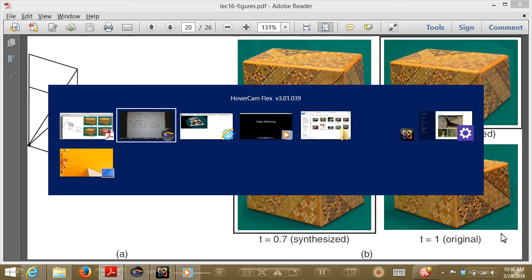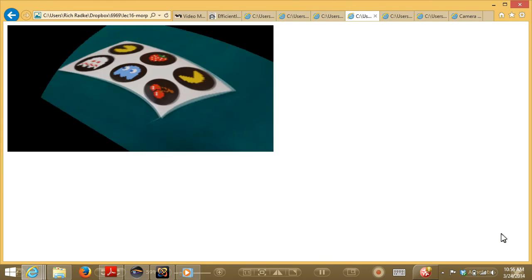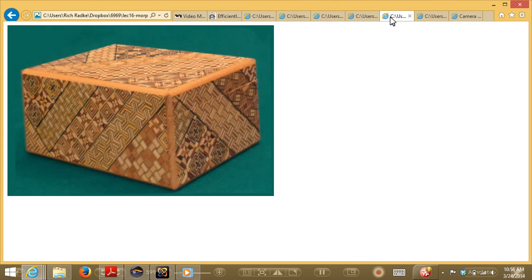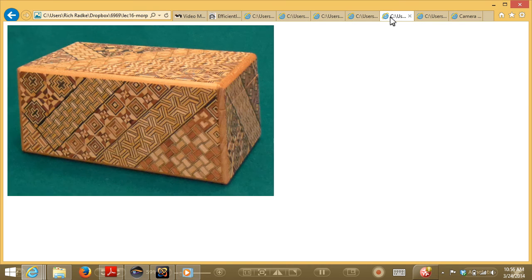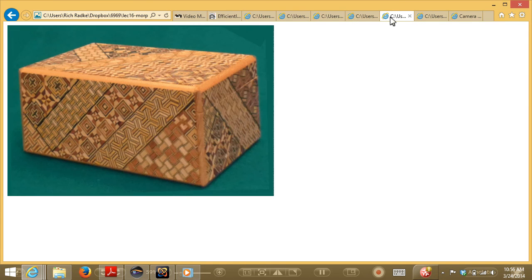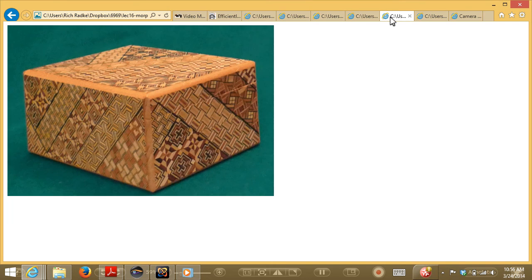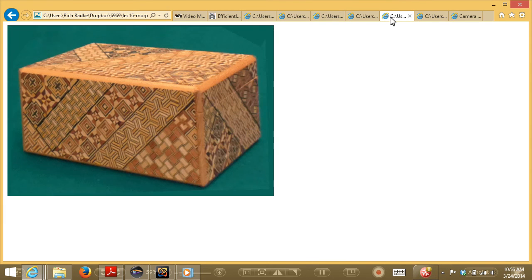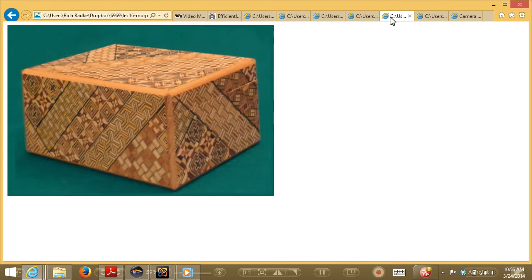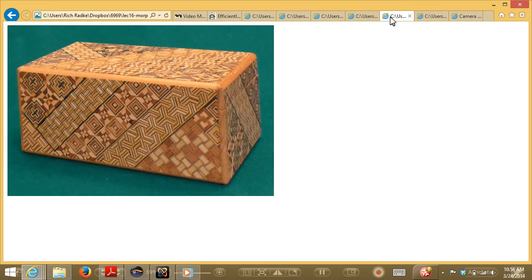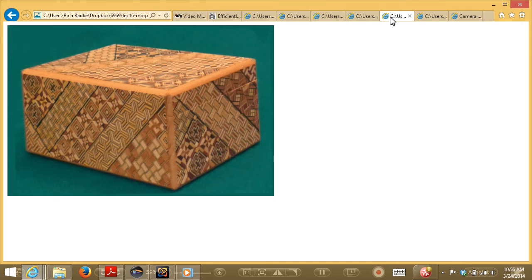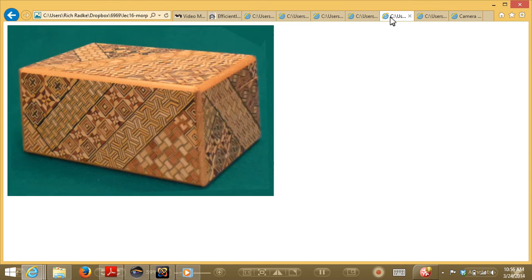And I have a little GIF of that I can show you. So two of these images are real and two of these images are synthesized. You can kind of tell the synthesized ones by the weird green artifacts in the background. And also, the real ones look a little bit sharper than the interpolated ones. But still, this gives you the effect of kind of moving the camera back and forth in front of an object. So this is okay, right?